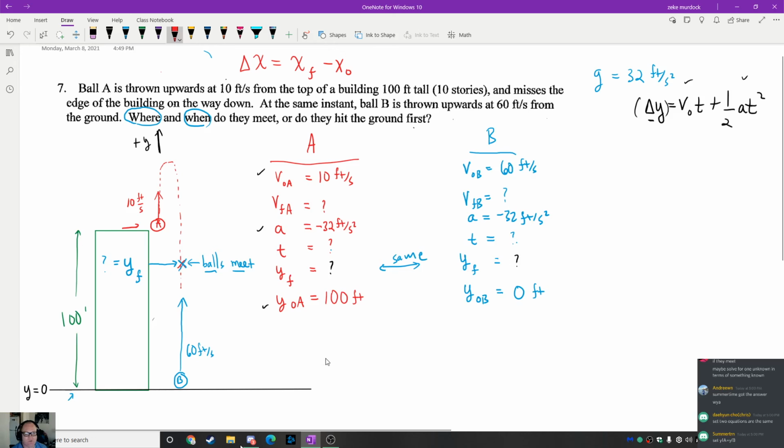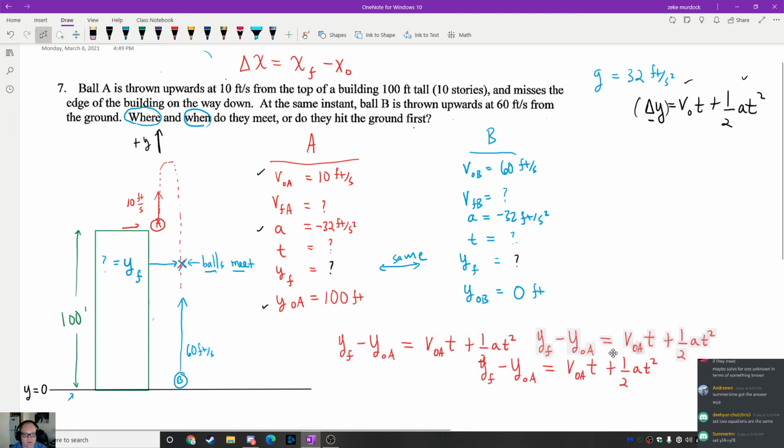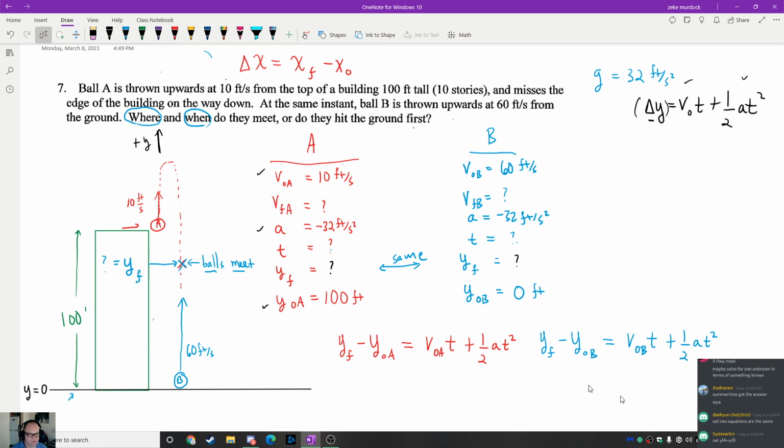So let's write an equation down for A. For A, what we're going to have is y final minus y initial for A. That's the delta y. This should be equal to v initial for A times the time plus 1/2 at squared. And then we could write that exact same equation for B by just copy pasting this one, making it blue, and just replacing all of these. So this will get replaced, and that'll get replaced with the B. Because they are, in fact, the exact same equation. We just need to put in different numbers.